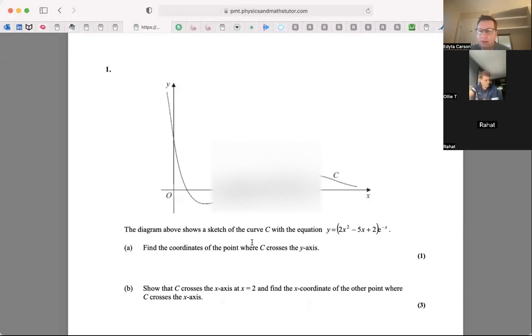Can you both see that okay? Yeah. So that's the sketch of that function. So part A is quite a straightforward intro. Find the coordinates of the point where the curve crosses the y-axis. So what would we do to find where it crosses the y-axis?